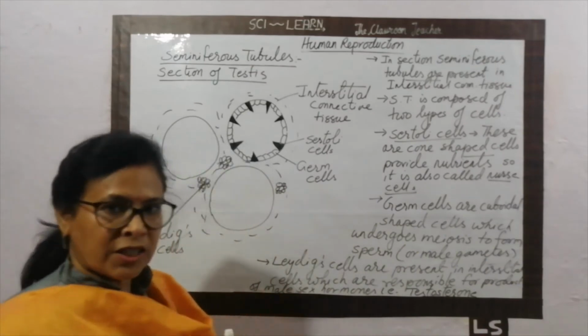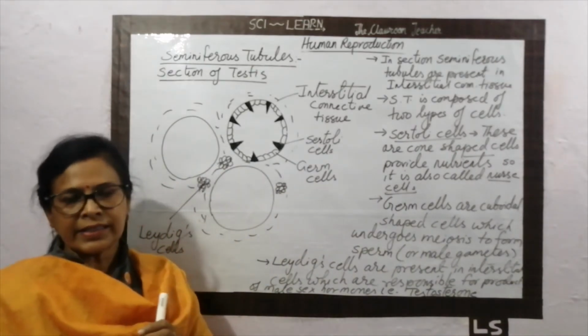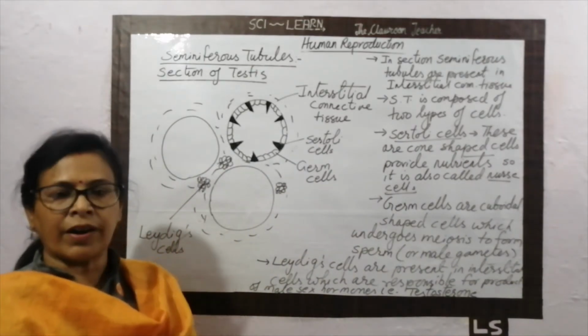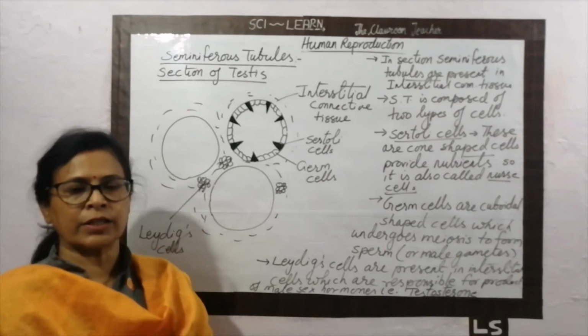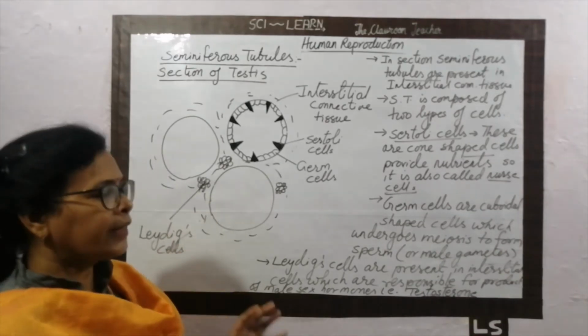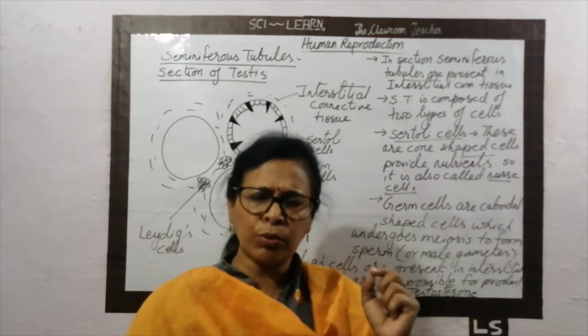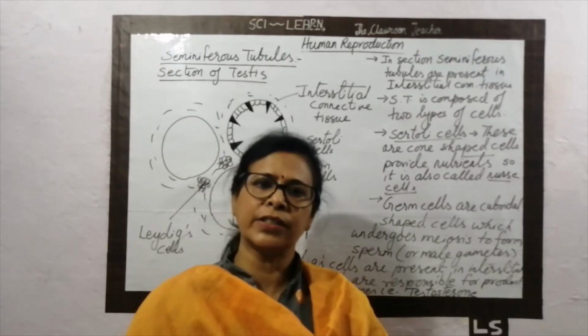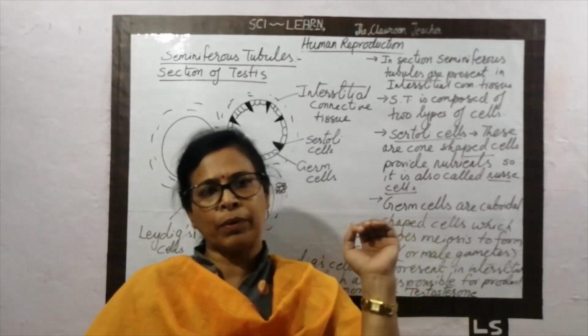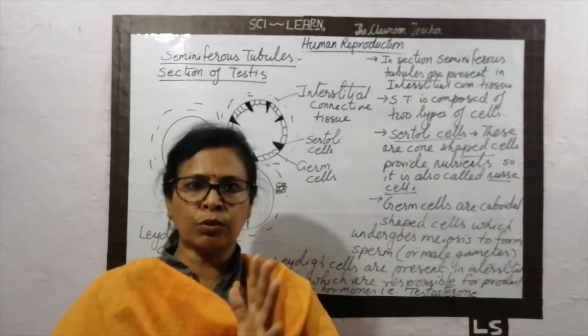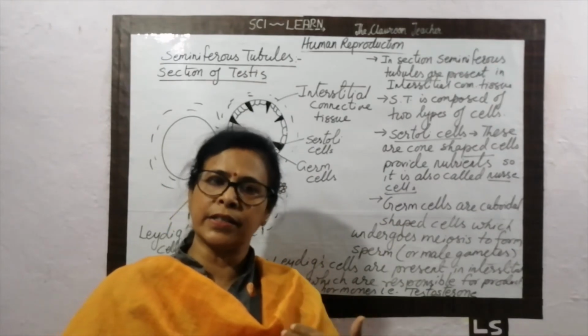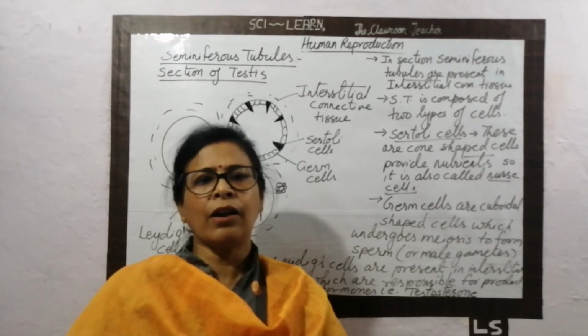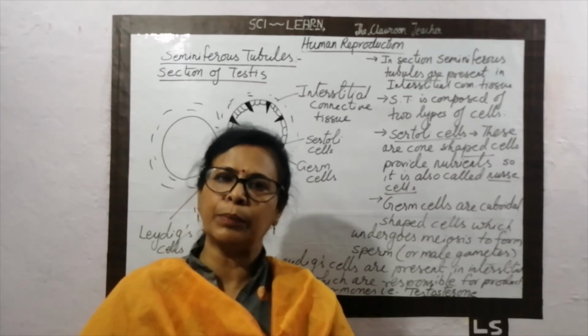Okay. Next, it is very clear that the testis from inside is divided into various locules, called the testicular locules. Each testicular locule contains some tubular structures called the seminiferous tubules. Seminiferous tubules join from the outside to form the rete testis. Rete testis forms the vasa efferentia, and the vasa efferentia open into the epididymis.